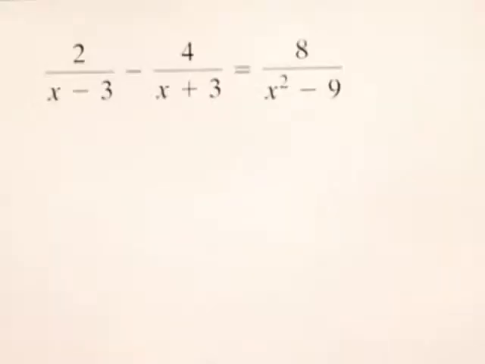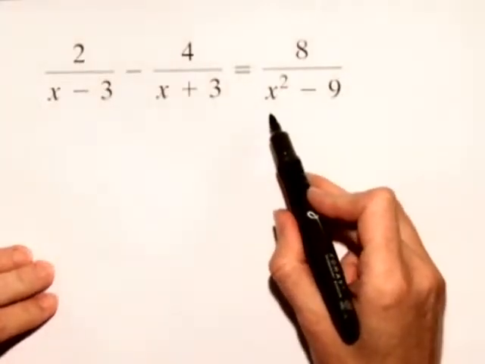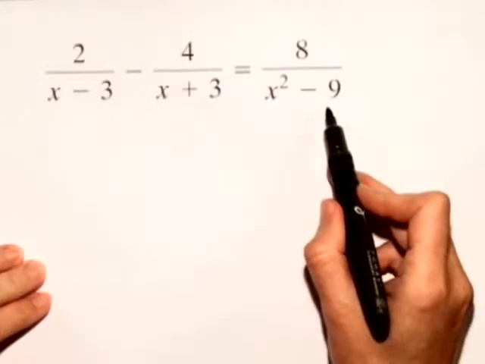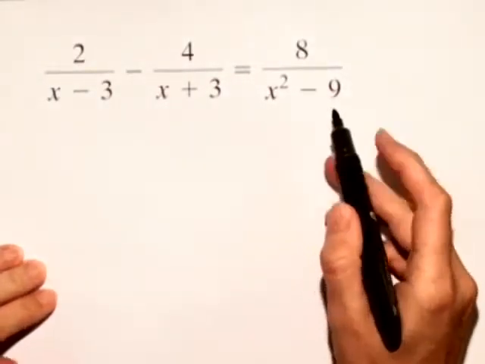For our next problem, we'll solve a rational equation. Notice in this equation, on the right-hand side, in the denominator, we have x squared minus 9, which is the difference of two perfect squares. So we're going to factor that when we start.